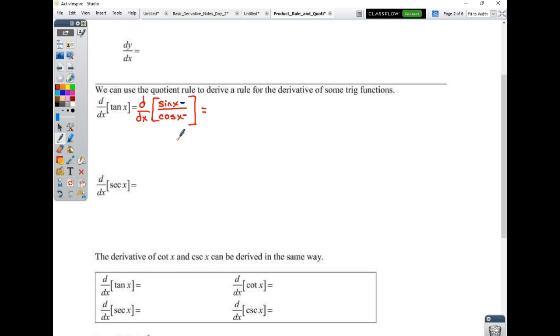I would do the low times the derivative of the high. So what is the low? That's cosine of x times the derivative of the high, which is also cosine of x, minus the high times the derivative of the low, so that's the sine of x, times the derivative of cosine, which is negative sine of x, all over cosine of x squared. Now let's simplify this. This is really the cosine squared of x, agreed? And negative times a negative is a positive sine squared of x.